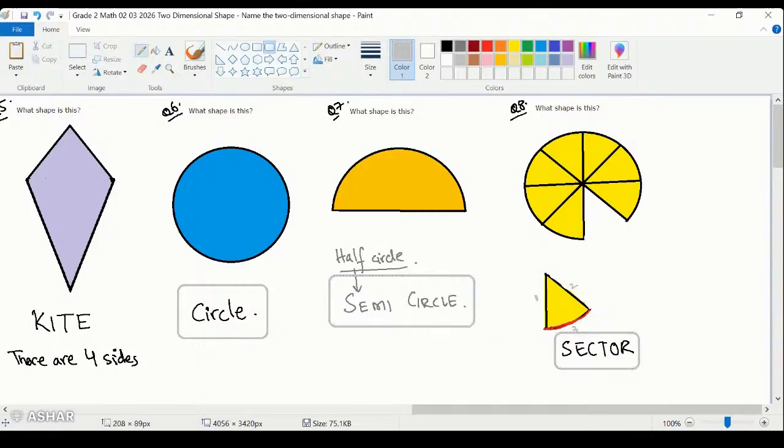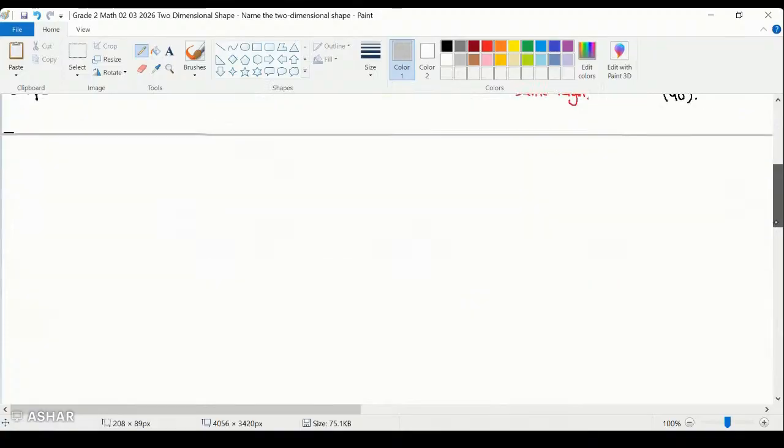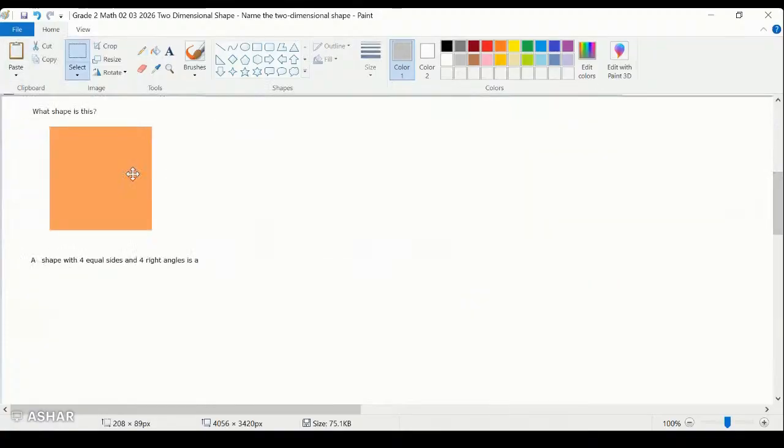Okay, so let's move ahead. Let's go to the questions. Let's see what they are asking us. For the next question, question number 9, they're asking us, what is this shape?